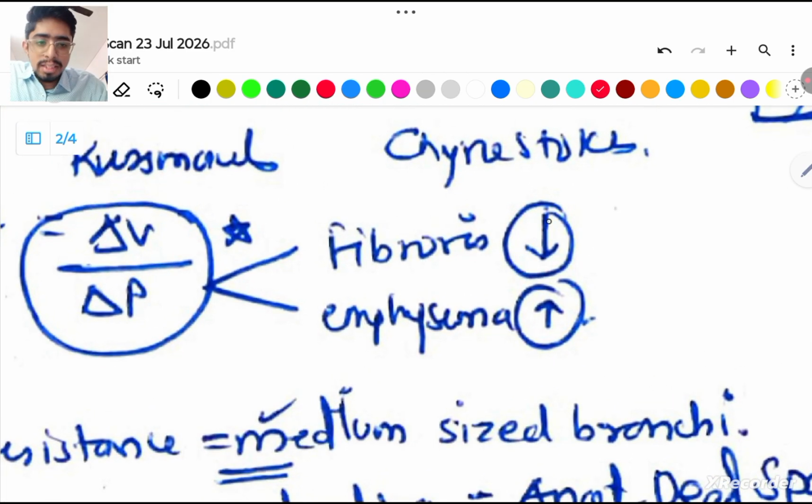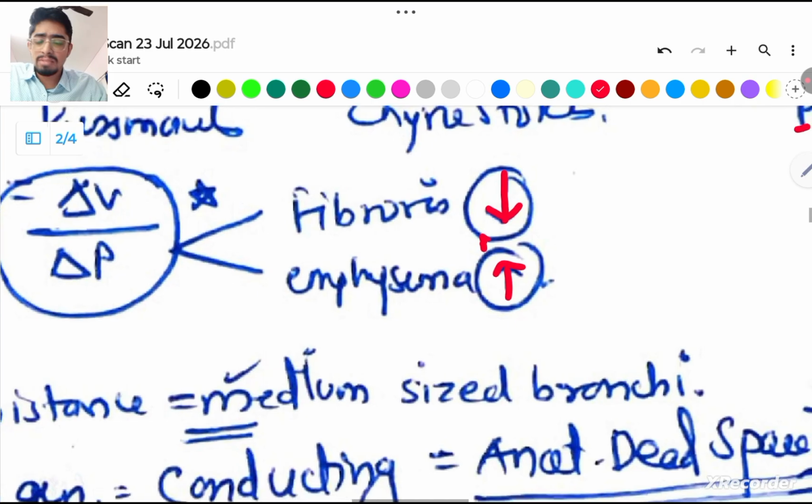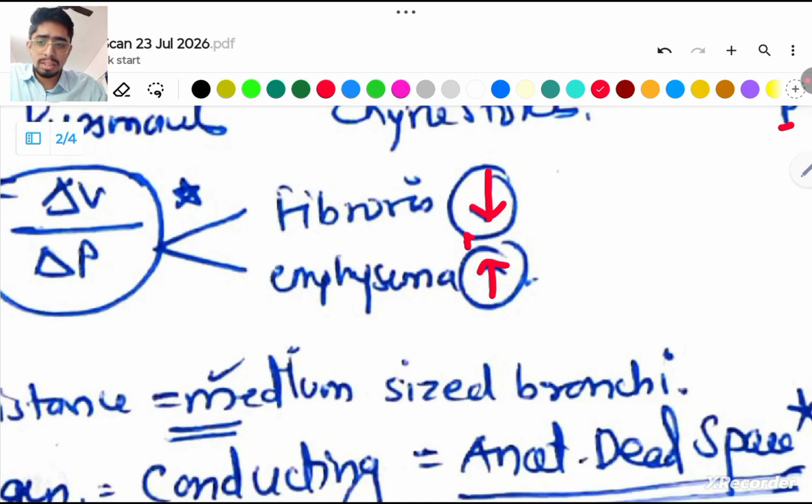It is decreased in fibrosis, it is increased in emphysema. Okay, in emphysema there is trapping of air, correct? So the volume would be increasing, and in emphysema compliance increases. In fibrosis, there is fibrosis in the lungs, the lungs are not able to expand, so the change in volume would also be reduced. That's why the compliance will also be reduced.